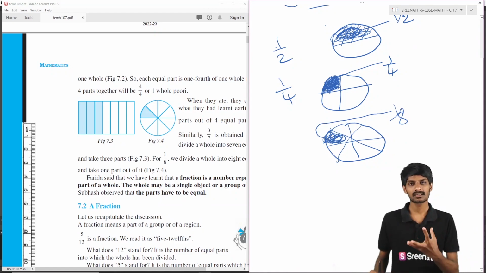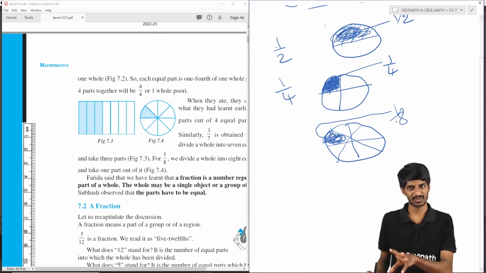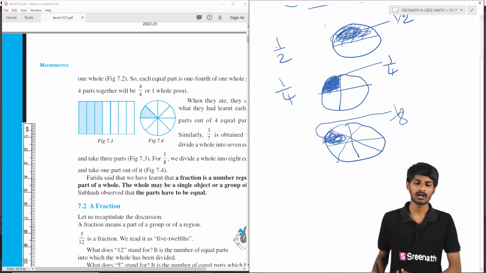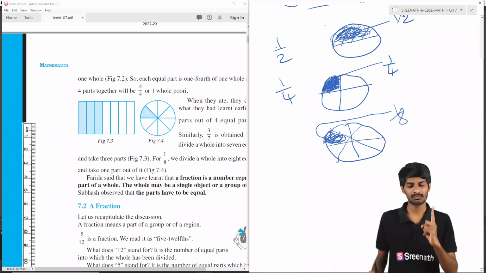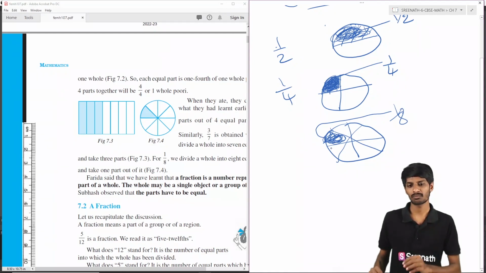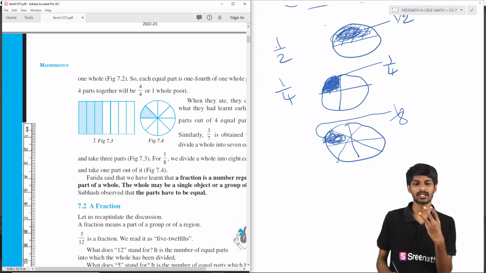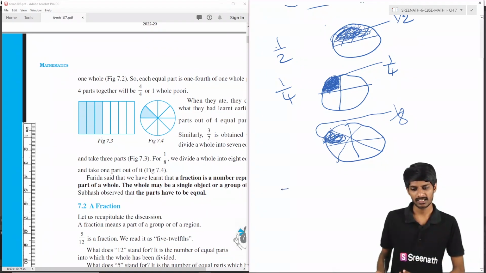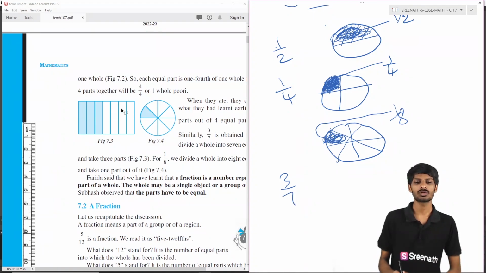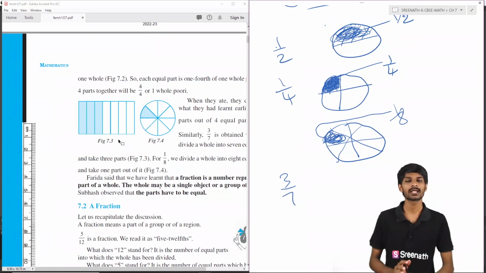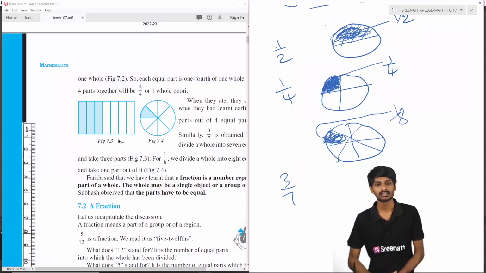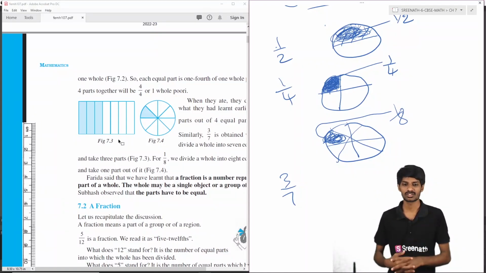So the whole is made into 8 parts, that is represented in the denominator. And how many parts have we shaded? One part. That's why it is 1 by 8, students. Next here, there are 7 parts and out of 7 parts, 3 parts are shaded. So we call it 3 by 7. Out of the whole, we have made 7 parts and 3 of them are shaded.